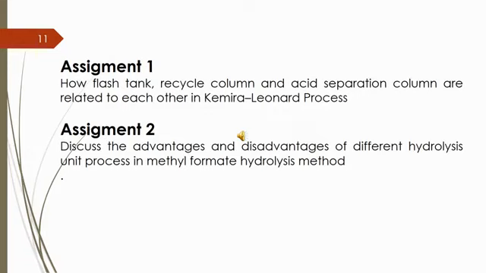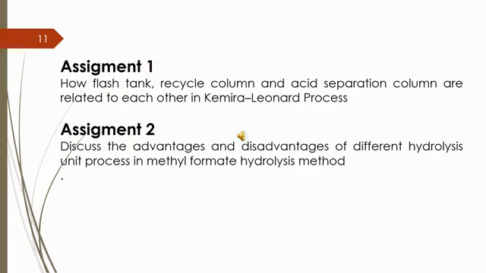And now there are assignments given to you. One is how the flash tank, recycle column and acid separation column are related to each other in the Kammer-Lennard process. Now the question asked is how the reactants or the products from one column to the other will move, which one comes first in these three, and from where the products are moving to where. So you will have to show a link diagram along with the description for these three.